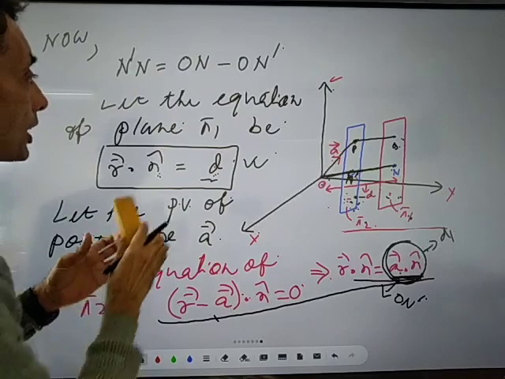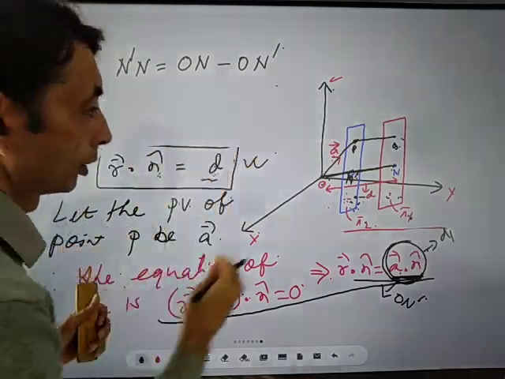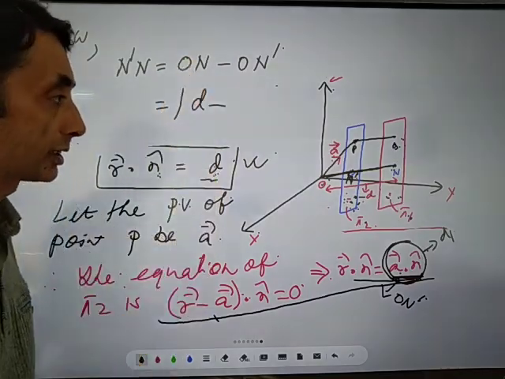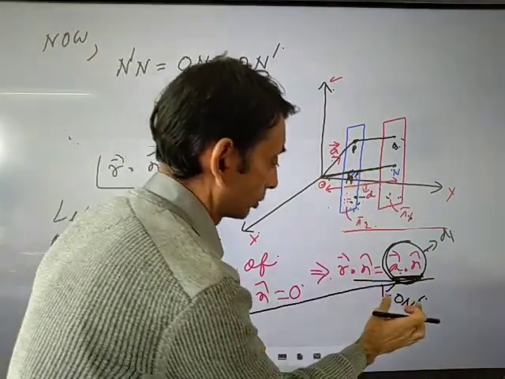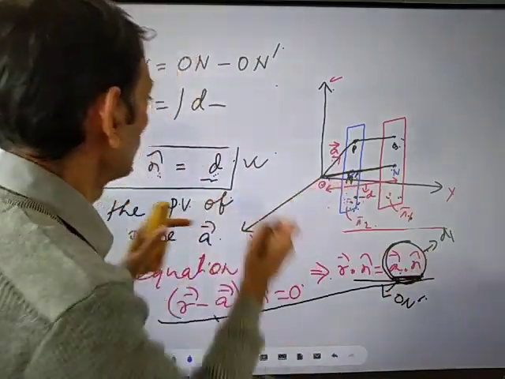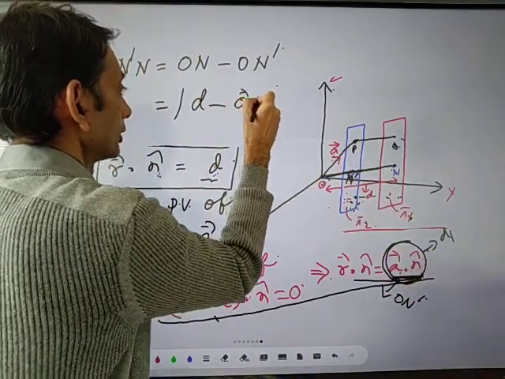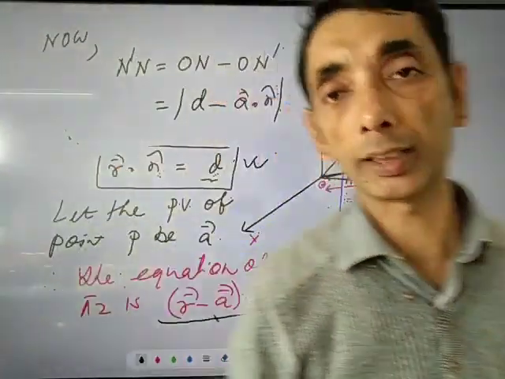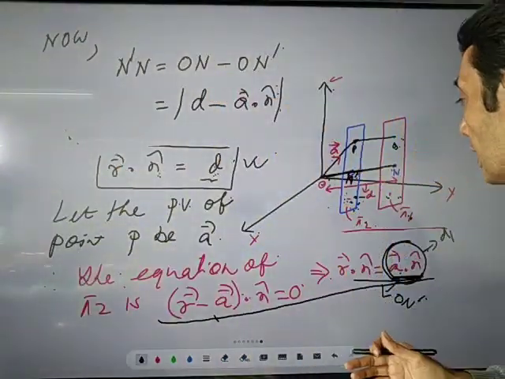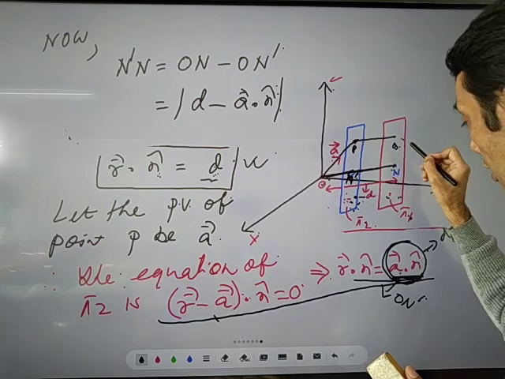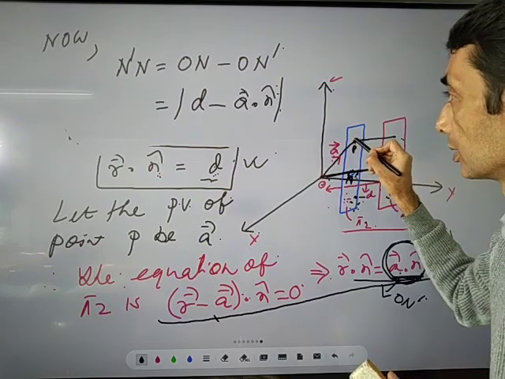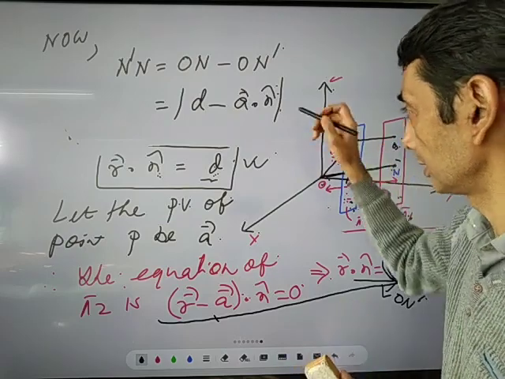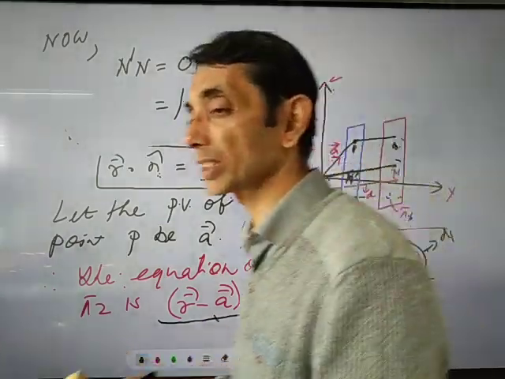Now what is O n? O n is d. So this is a distance, so we use the modulus: d minus O n dash. What is O n dash? Vector a dot n cap. So this is the distance of plane pi 2 from a point P. So this is the perpendicular distance from a point P to a particular plane. So the theory is very simple.